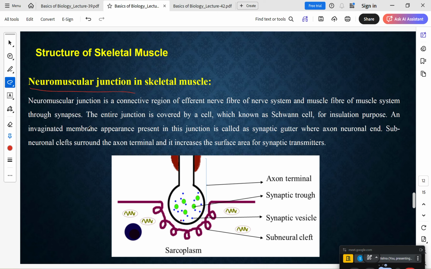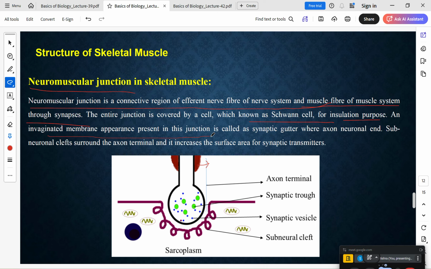sarcoplasm. So the neuromuscular junction is a connective region of an efferent nerve fiber of the nervous system and the muscle fiber of the muscle system through synapses. Efferent means it is coming towards the muscle. The entire junction is covered by a cell which is known as a Schwann cell for insulation purposes here.